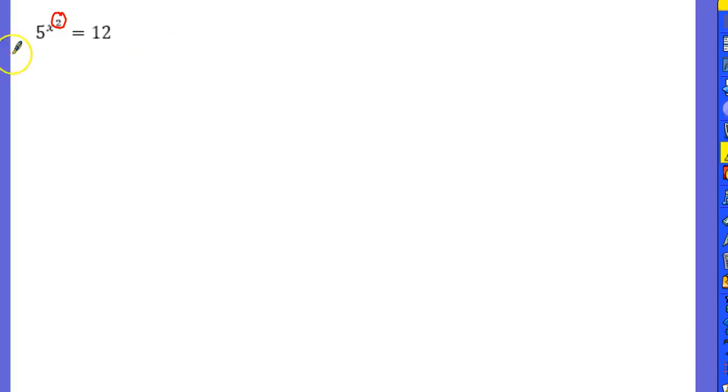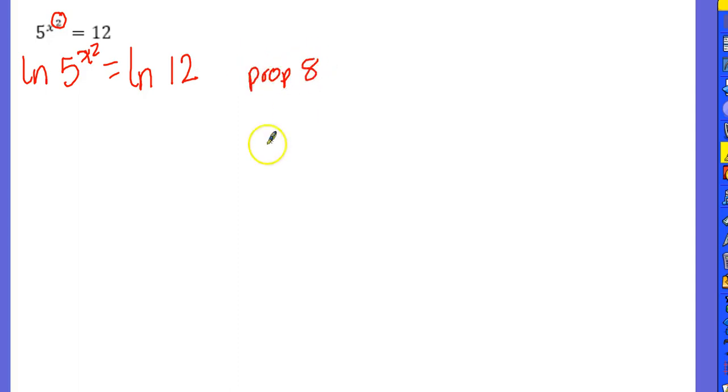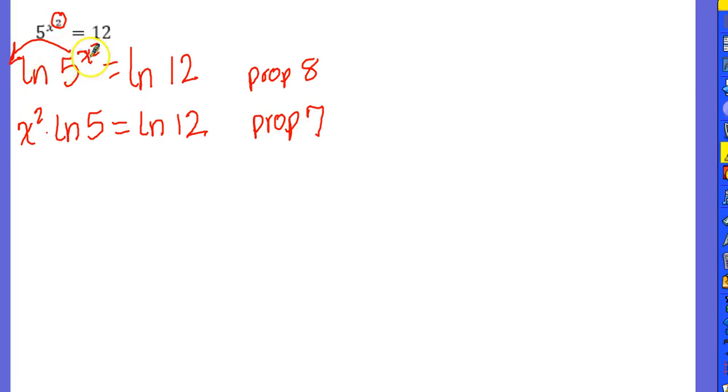All right, so we can't use the common base. I'm going to use the natural log again because I'm feeling lazy. 5 to the x squared. I'm just going to take the natural log of both numbers because property 8 says I can do that for logs. Then I'm going to power down so that I can get that x squared out of its lofty position up here with all the other numbers so that I can solve for it. You with me? That's property 7 that says the power of a log is equal to the power times the log. They're the same statement.